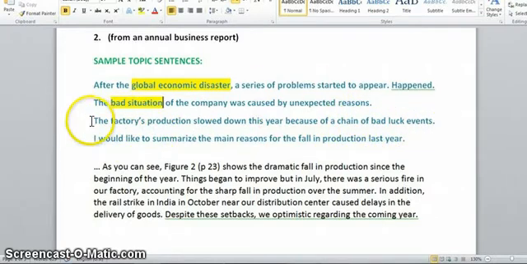Okay, here we have a good beginning. The factory's production slowed down this year, and here they want to give a reason. A chain of bad luck events. Yes, they're bad luck, and we certainly don't want bad luck anywhere, but I'm not sure my stockholders would really accept that as an explanation. Maybe we need a better expression than bad luck. And finally, I would like to summarize the main reasons for the fall in production last year.